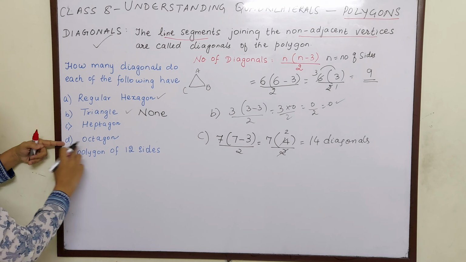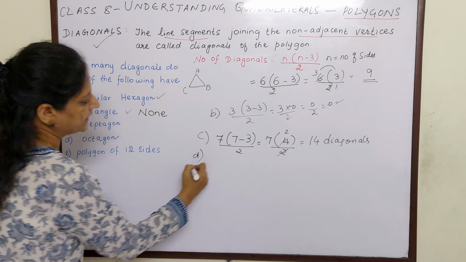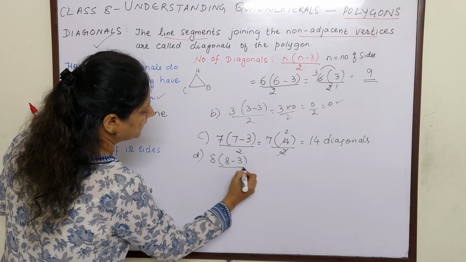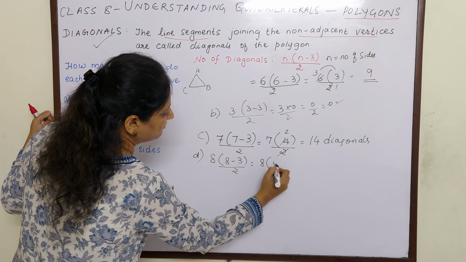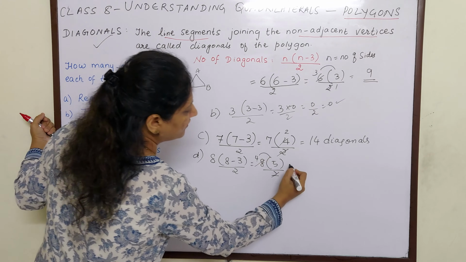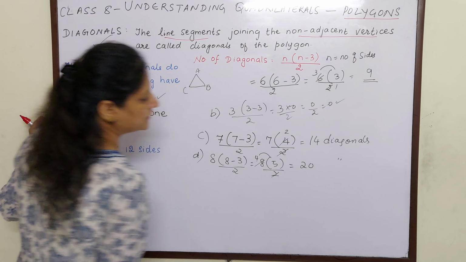Let us go next. Octagon. An octagon is an 8-sided figure. So n is 8 here. So 8 into 8 minus 3 by 2, which is 8 into 5 by 2. 2 fours are 8, 4 fives are 20, so 20 diagonals.